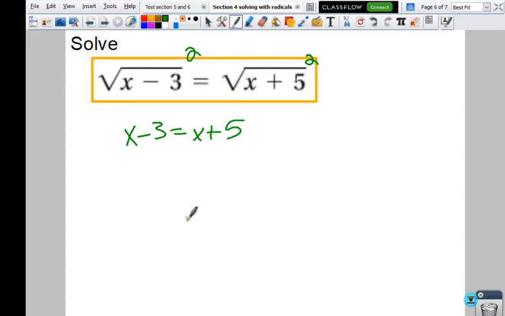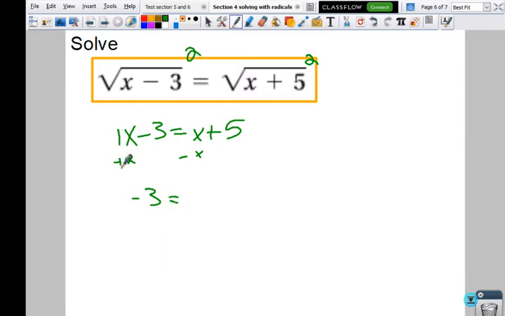Alright, so we square both sides. We get x minus 3 equals x plus 5. DeAndre, what should I do next? You minus x. Okay, what happens with x minus x? Zero. It disappears. It's gone, right? It disappears, turns into 0.